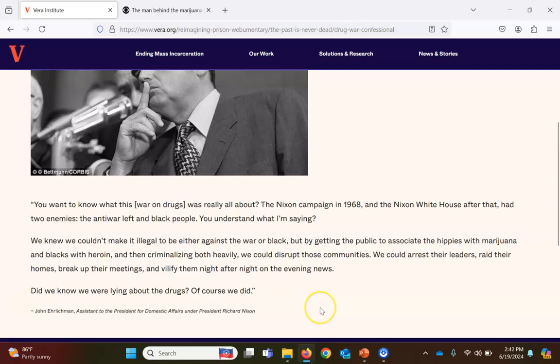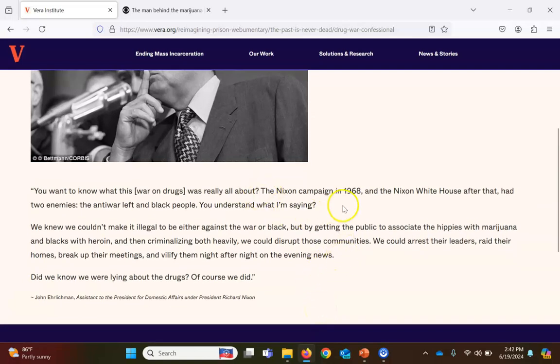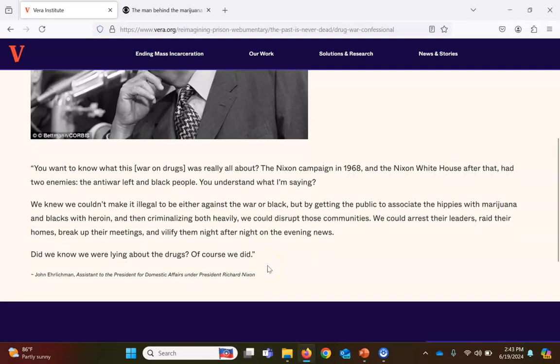You want to know what this war on drugs was really about? The Nixon campaign in 1968 and the Nixon White House after that had two enemies, the anti-war left and Black people. You understand what I'm saying? We knew we couldn't make it illegal to be either against the war or Black, but by getting the public to associate the hippies with marijuana and Blacks with heroin, and then criminalizing both heavily, we could disrupt those communities. We could arrest their leaders, raid their homes, break up their meetings, and vilify them night after night on the evening news. Did we know that we were lying about the drugs? Of course we did.